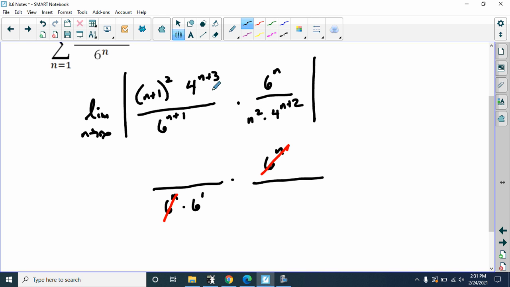A couple different ways you could take care of the 4s. You could, because this is 4 to the n plus 2, we want this to be 4 to the n plus 2 times 4 to the, when I add the exponents, I should get n plus 3. Make that 4 to the first and then cancel these out. You could also split them both up the same way we did the 6. 4 to the n times 4 to the third, 4 to the n times 4 to the second. Either way will work.